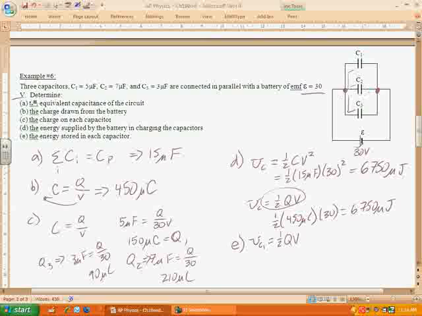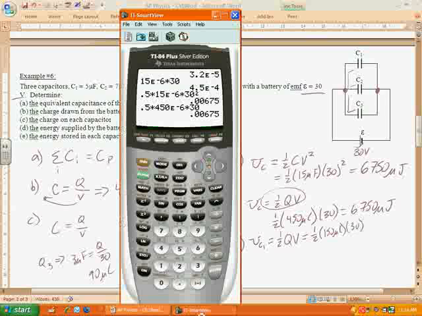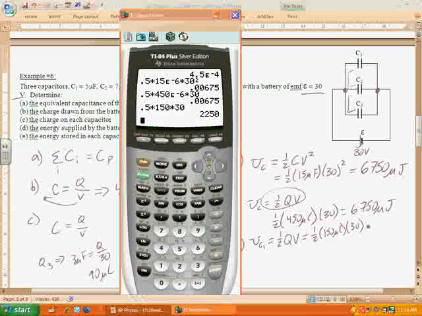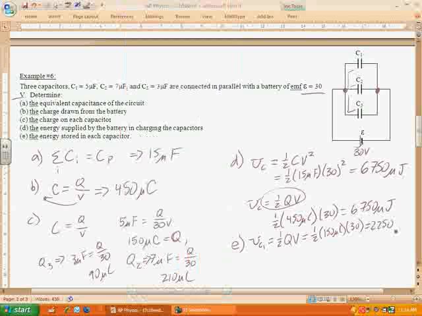The energy of the capacitance 2 would then be 1/2 Q2, which was 210 times the voltage. So let's go ahead and change that to 210. So we get 3150 microjoules. And then the last one, 1/2 90 times 30. And then when we do that one, we get 1,350.